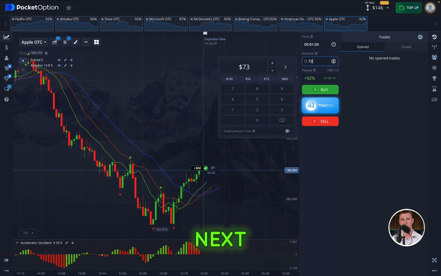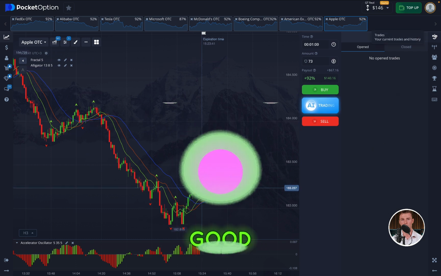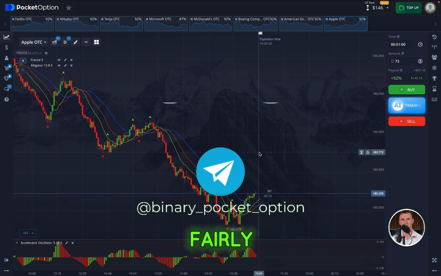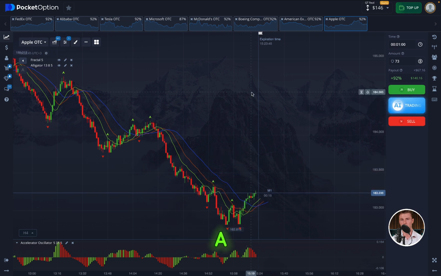Great, let's open the next position at $73. In general, there was a good entry point here. A fairly good exit also occurred and closed the deal with a plus without any problems. We will change the asset and continue trading.